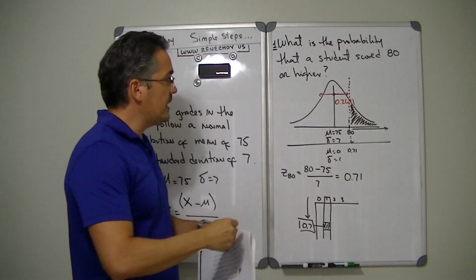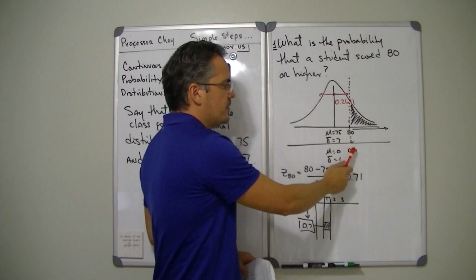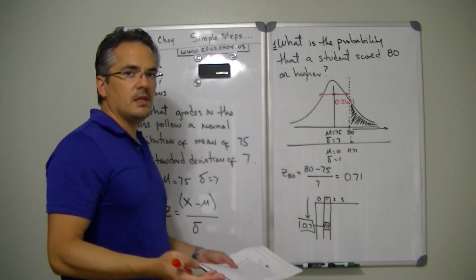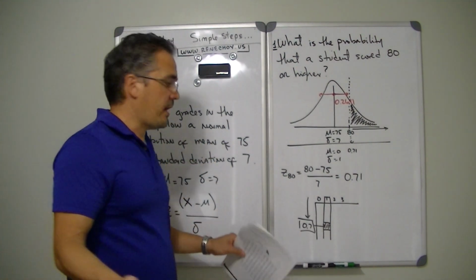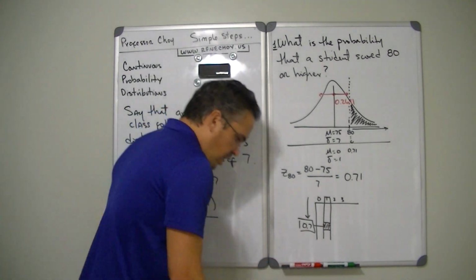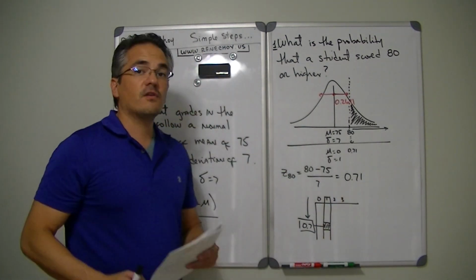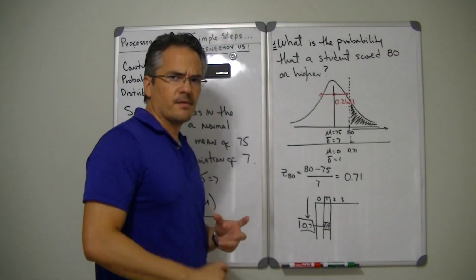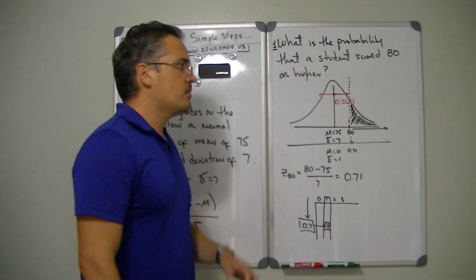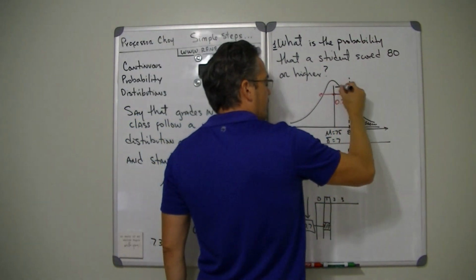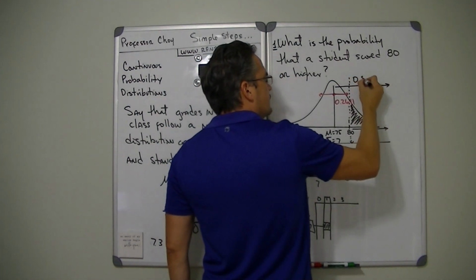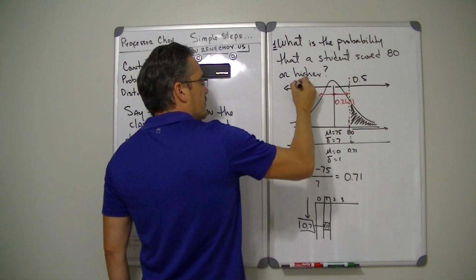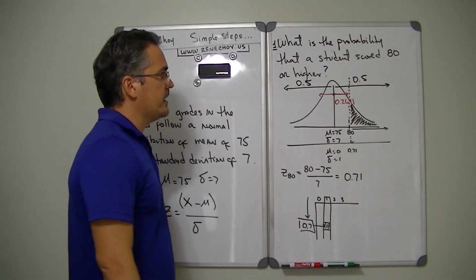So 0.2611 is the probability between the center and 0.71 on the standard normal distribution. Now, unfortunately, that is not what the question is asking me right now. So, in order to figure out the answer to the question that we have right now, we need to do a little bit more math. We know that in a standard normal distribution, to the right of the center you're going to find 0.5 of the answers. To the left of the center, you're going to find 0.5 of the answers.